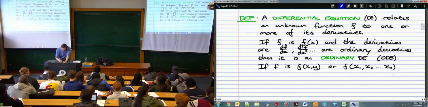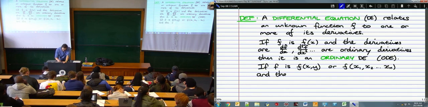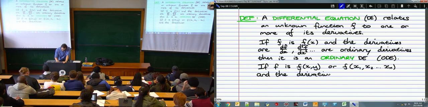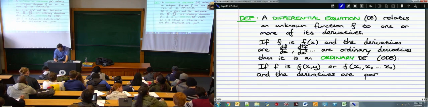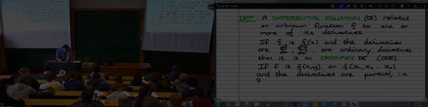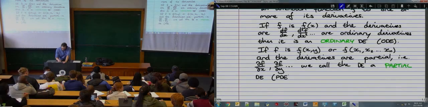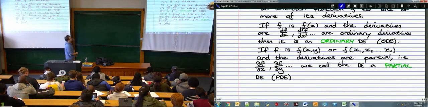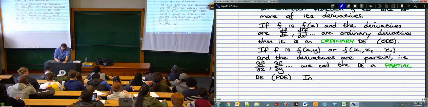Right? And the derivatives, this gets abbreviated PDE, and let's just make that remark. In this course, we deal only with ODEs.